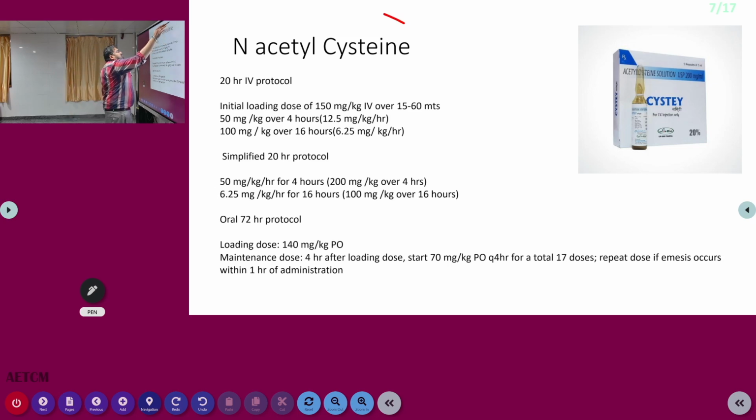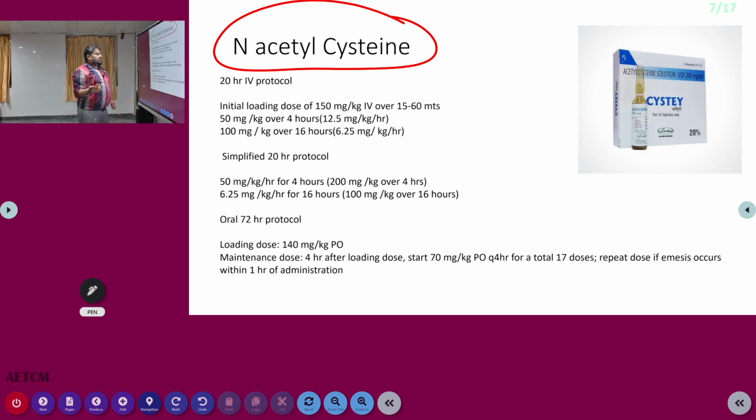Coming to the first one, that is N-acetylcysteine, you have a lot of protocols available. What we commonly use is called the 20-hour protocol, and you also have a simplified protocol, and there is another called the SNAP regimen which can also be followed. The commonly used one is the initial loading dose of 150 mg per kg IV over the first 15 to 60 minutes, followed by 50 mg per kilogram over the next 4 hours and 100 mg per kilogram over the next 16 hours. That is the most commonly used regimen for your NAC.